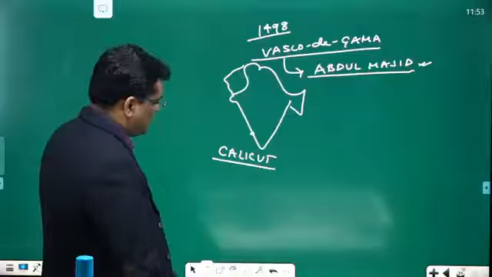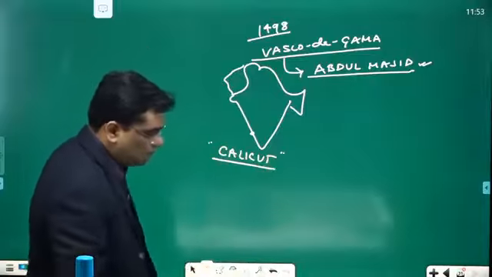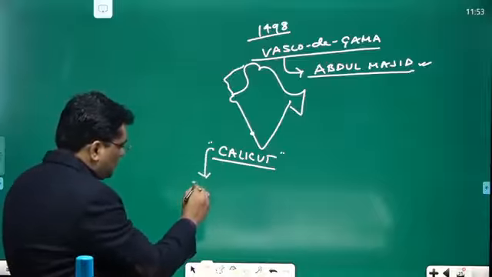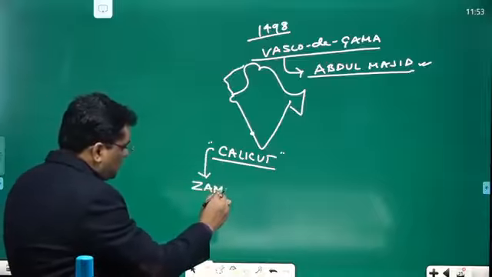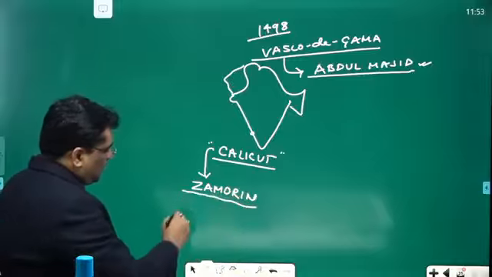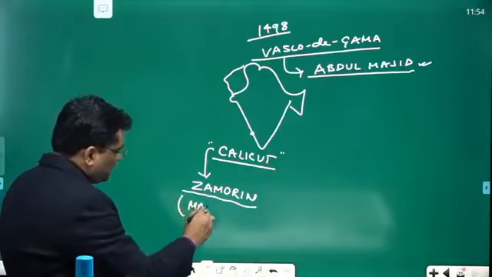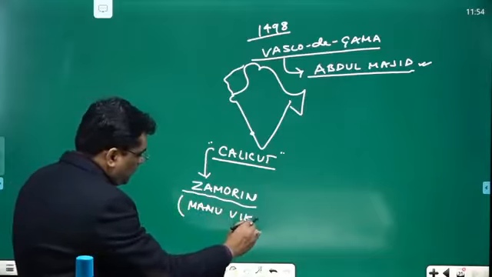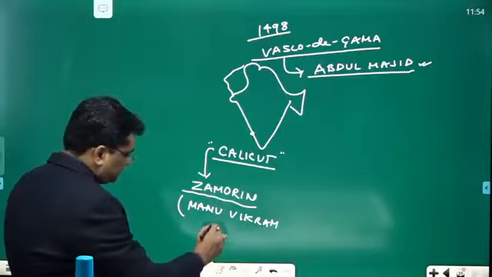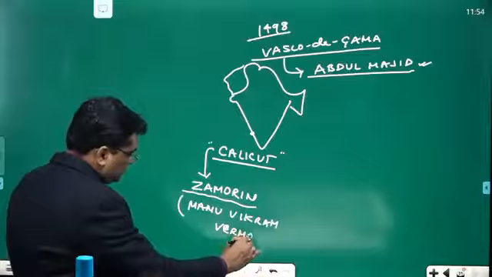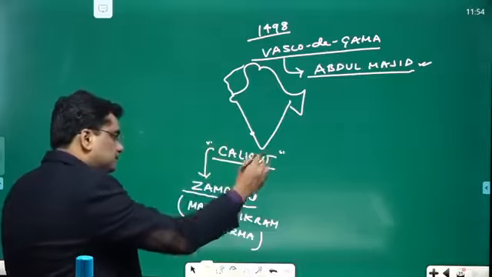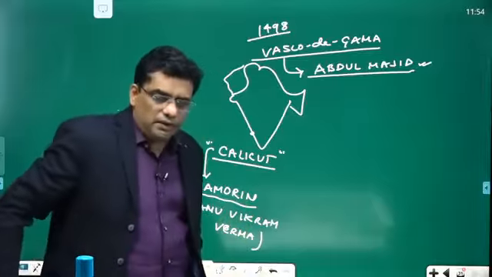1498. The ruler of Calicut, Zamorin. Zamorin was the title of the ruler. The name of the ruler was Manu Bikram Barma. He welcomed Vasco da Gama.